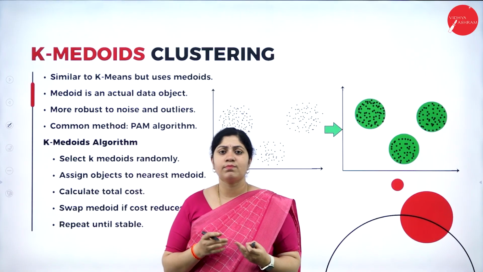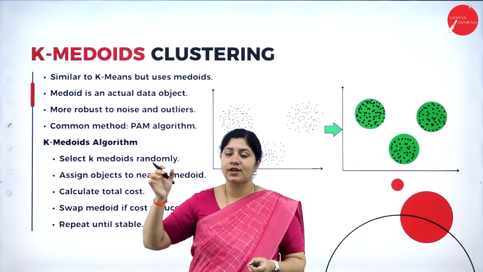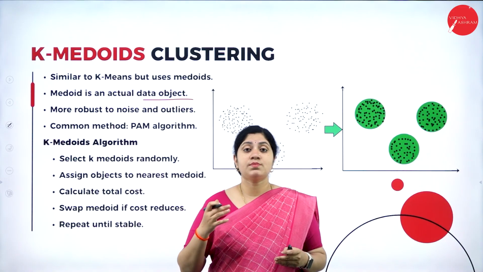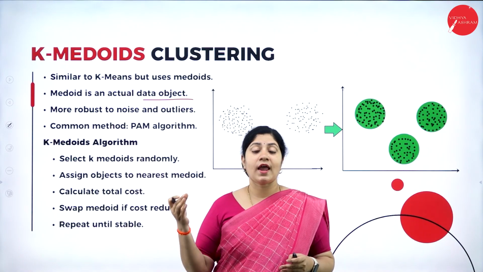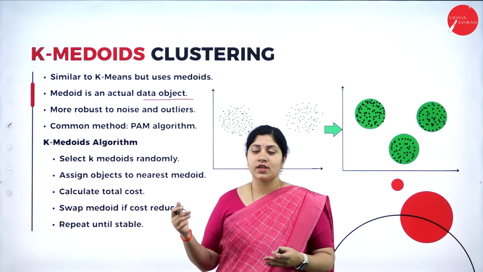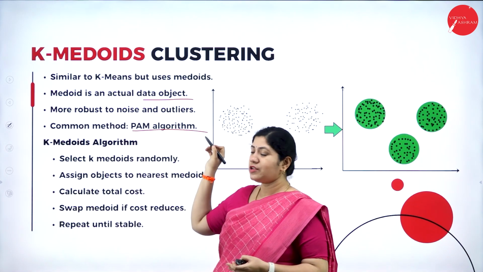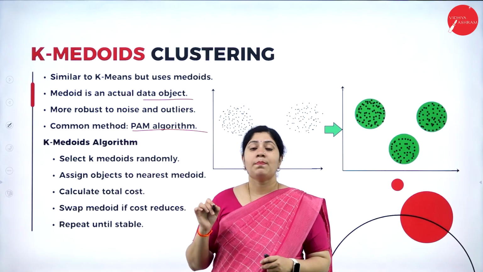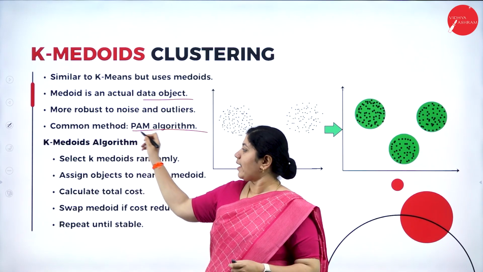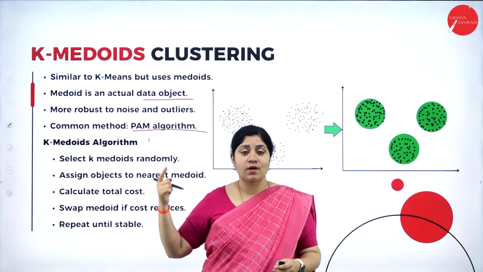Thus, we can say that a medoid is an actual data object. Please know that it is a data object which is more robust to outliers and noise. The common method that is used to find medoids is none other than the PAM algorithm. PAM stands for partitioning around medoids. So we will be using this PAM algorithm, that is partitioning around medoids.